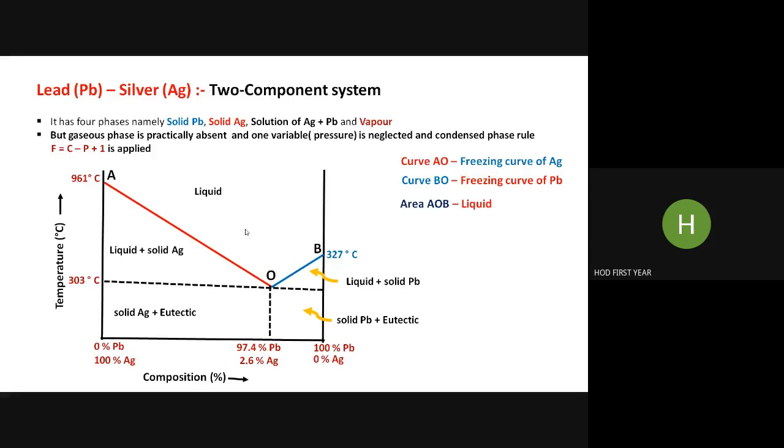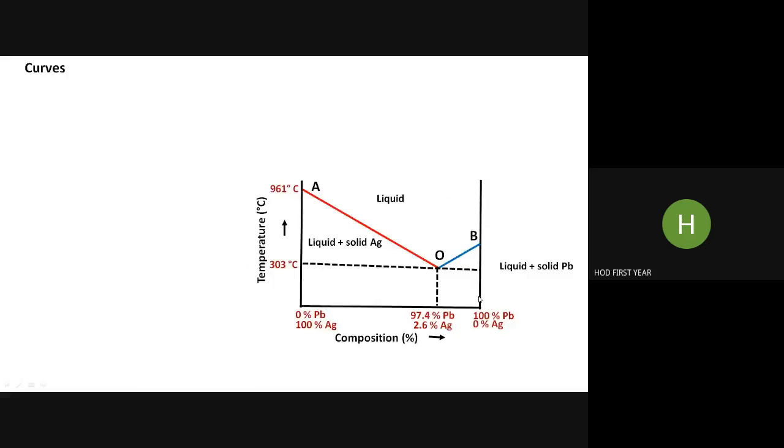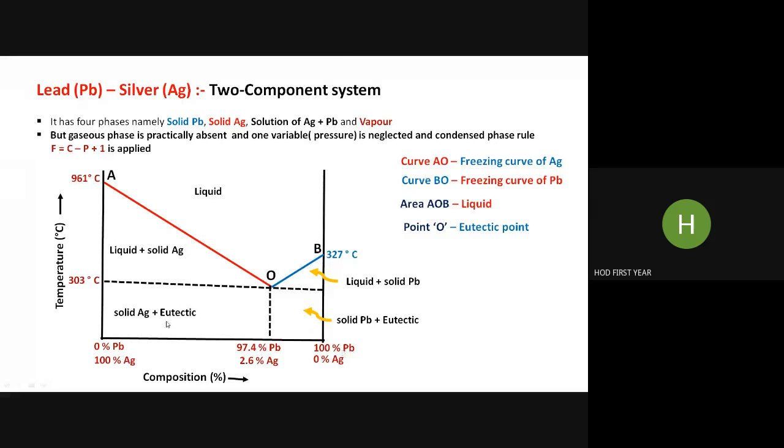In area AOB is a liquid, point O is eutectic. Finish. एवढेच point तुम्ही explain करायचे. बाकीचे other points, they are not that important for you. Okay. You will not go in detail. So in examination, only curve AO, curve BO, liquid area, and point O. We have to calculate degrees of freedom for all these parts.